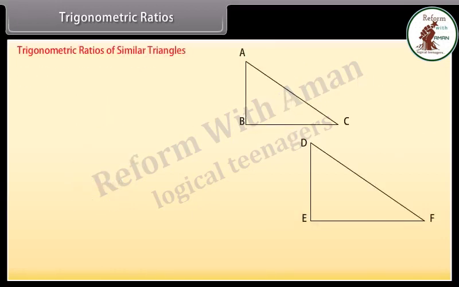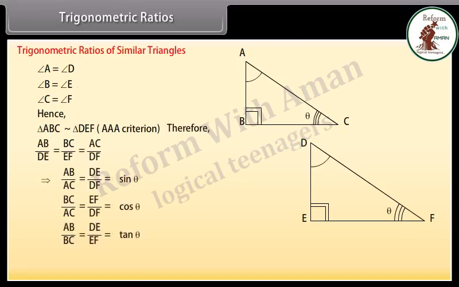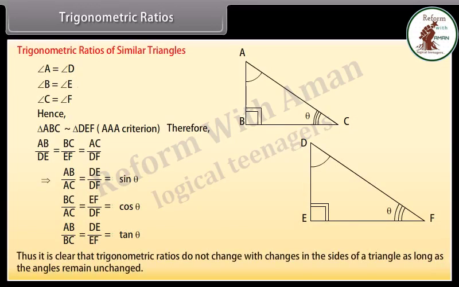Trigonometric ratios of similar triangles. Consider the two triangles, triangle ABC and triangle DEF. Angle A is equal to angle D. Angle B is equal to angle E. Angle C is equal to angle F. Hence, triangle ABC is similar to triangle DEF by AAA criterion of similarity of triangles. Therefore, the corresponding sides of the two triangles are proportional. Thus, it is clear that trigonometric ratios do not change with changes in the sides of a triangle as long as the angles remain unchanged.